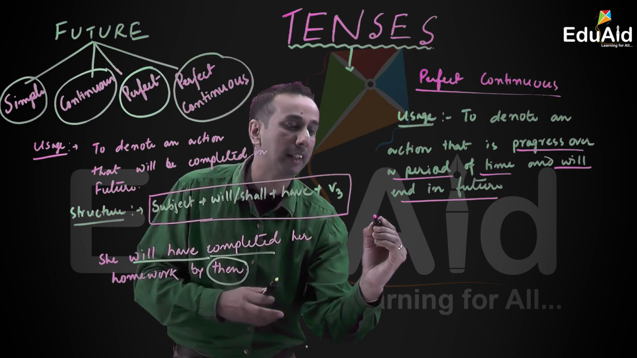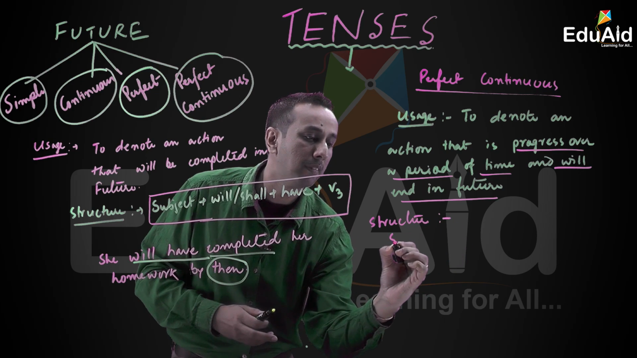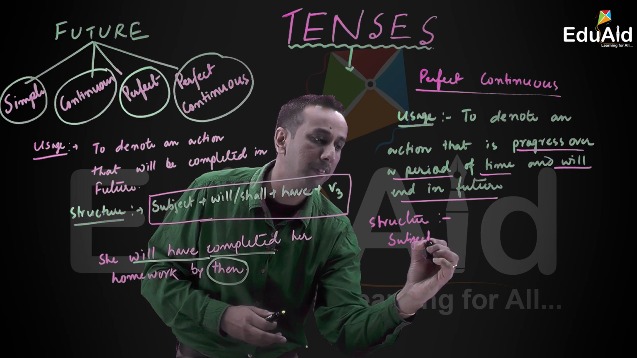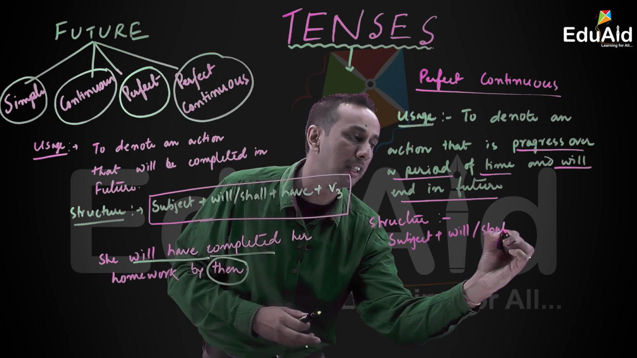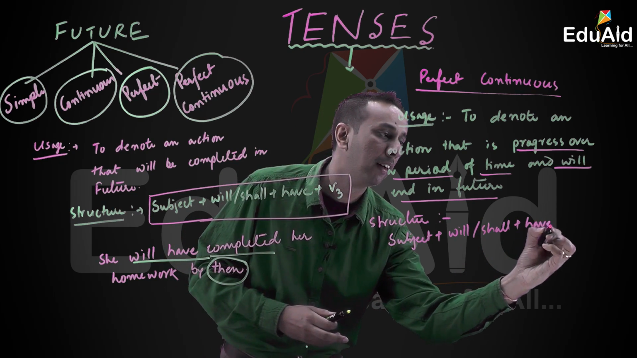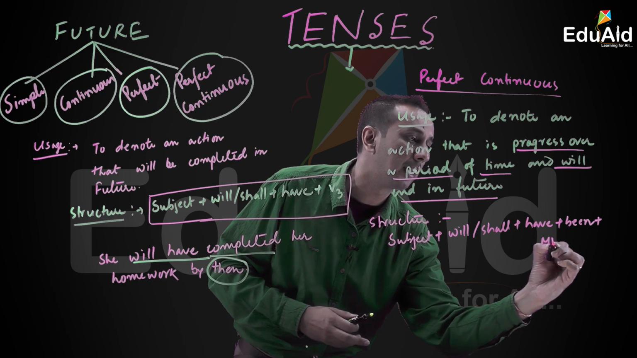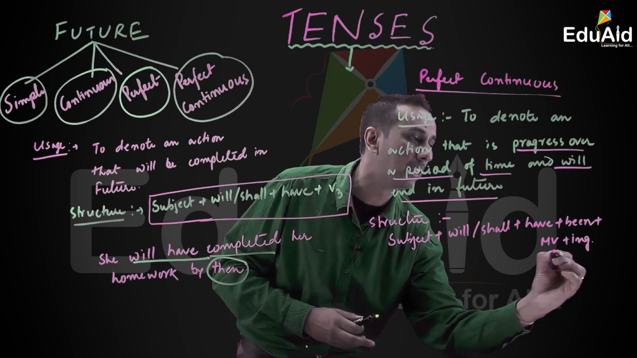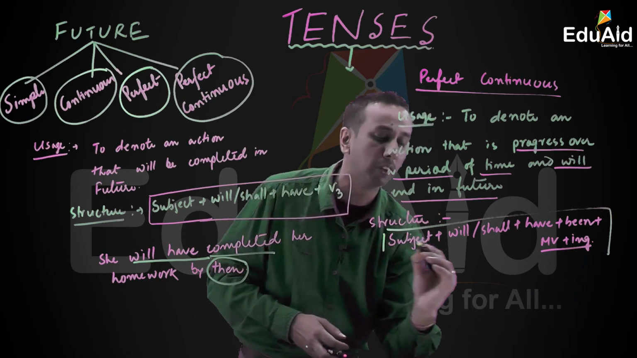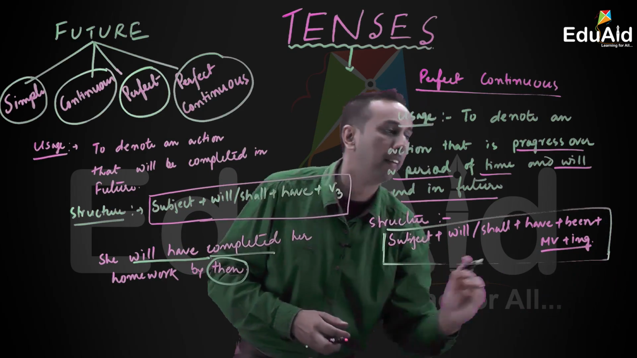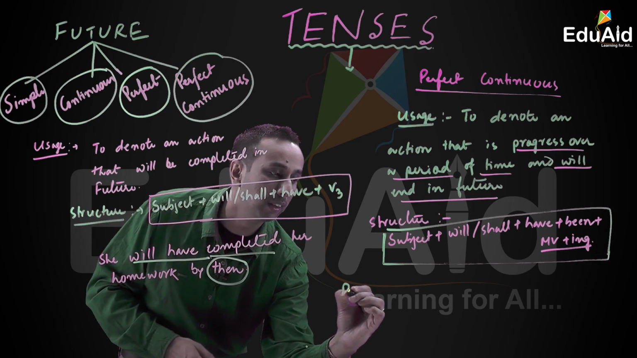See the structure of this tense before we take an example. Subject plus will or shall depending upon its nature, plus have, plus been, and the main verb will take its ing form, progressive or continuous form. That is the structure of future perfect continuous tense. Let's go through an example.